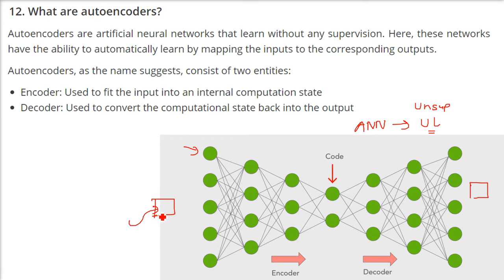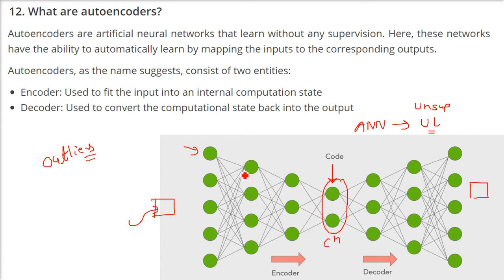That is, if you give an image, it should come out the same way. Input should be equal to output. So it tapers till it goes to a certain computation state which we want. Then again it elongates till we get the same number of neurons as at the start. For outlier detection, autoencoders are very good. For compression they are very good, and they are also used for reduction of dimensionality.